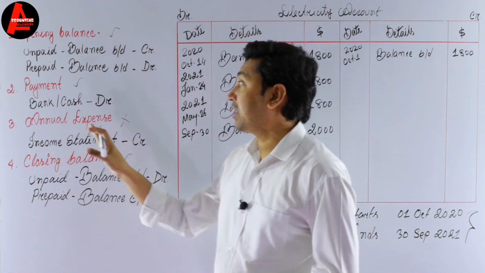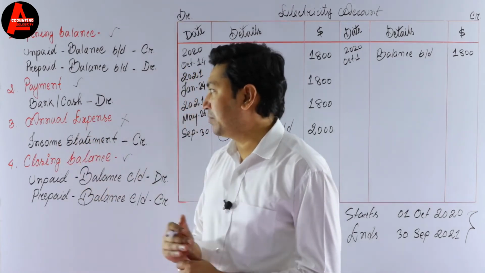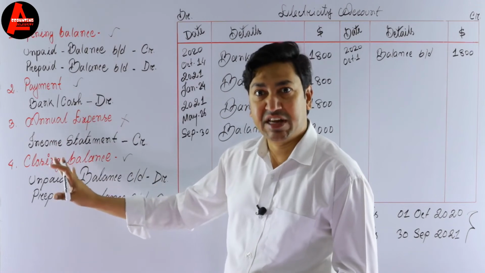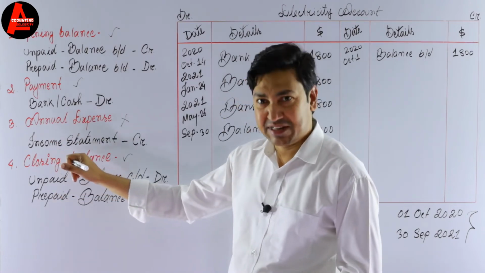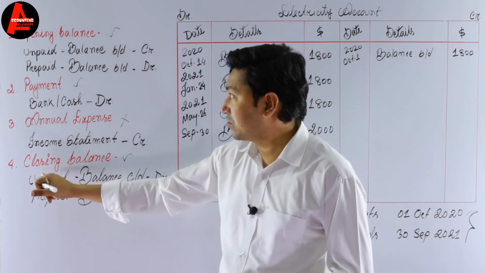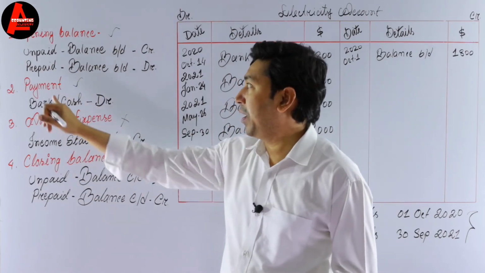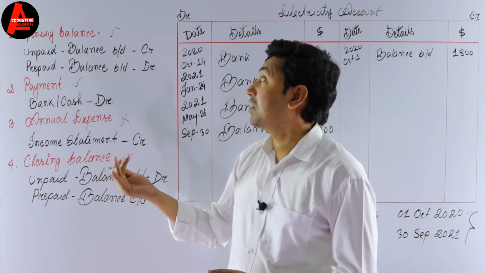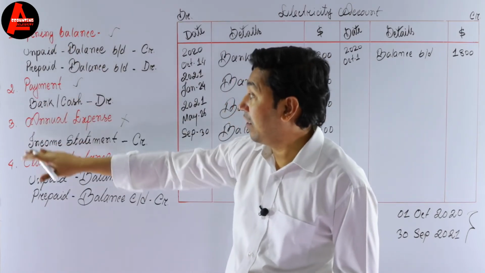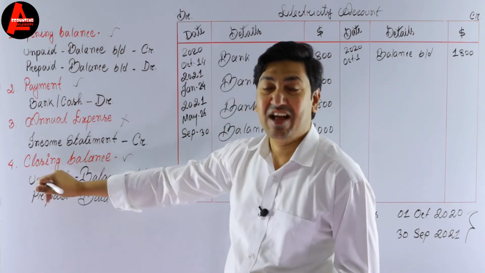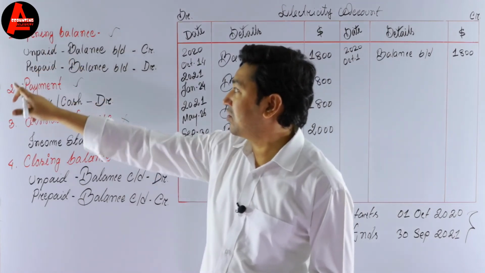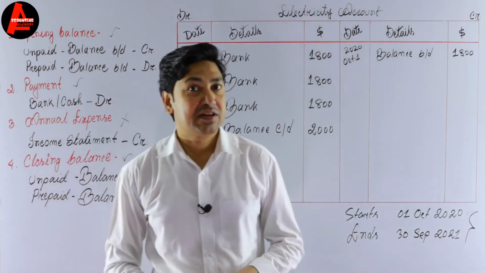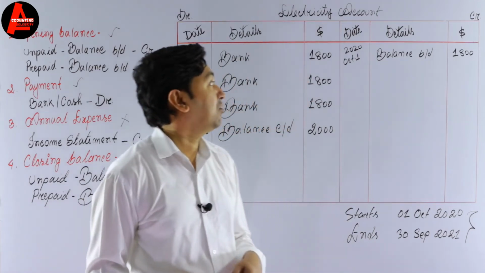Here now we need to calculate the annual expense, meaning the income statement. Sometimes annual expenses will be given in the question, so you can easily write income statement. Sometimes closing balance will be given, opening balance will be given, but payment will not be given, so by balancing you can calculate the payment. Sometimes the first three will be given, so you need to calculate the closing balance. Here we have the first one, second one and the fourth one. We don't have the third one, so we can calculate it by balancing. How to balance it?